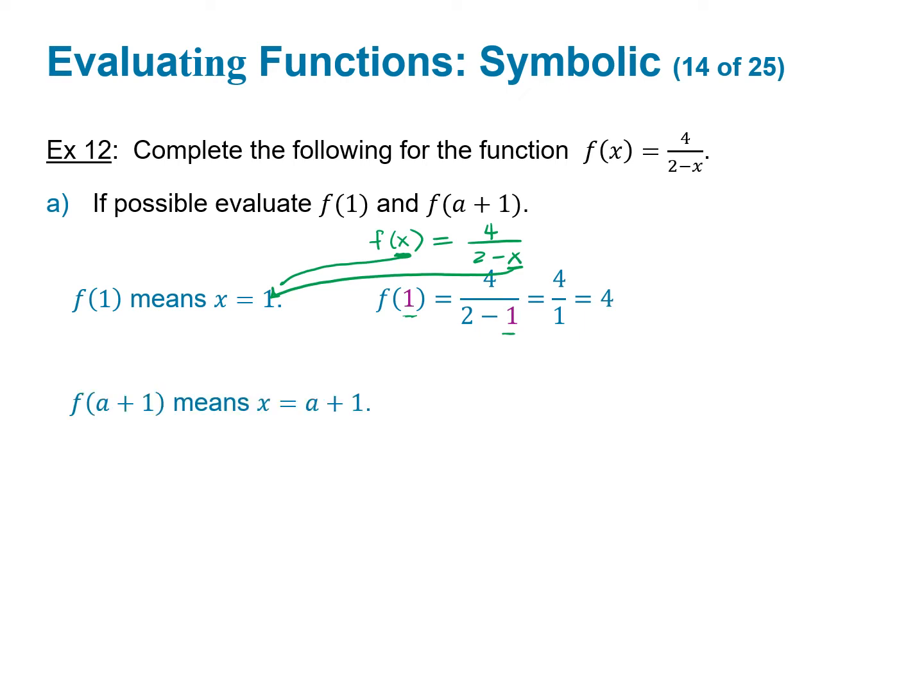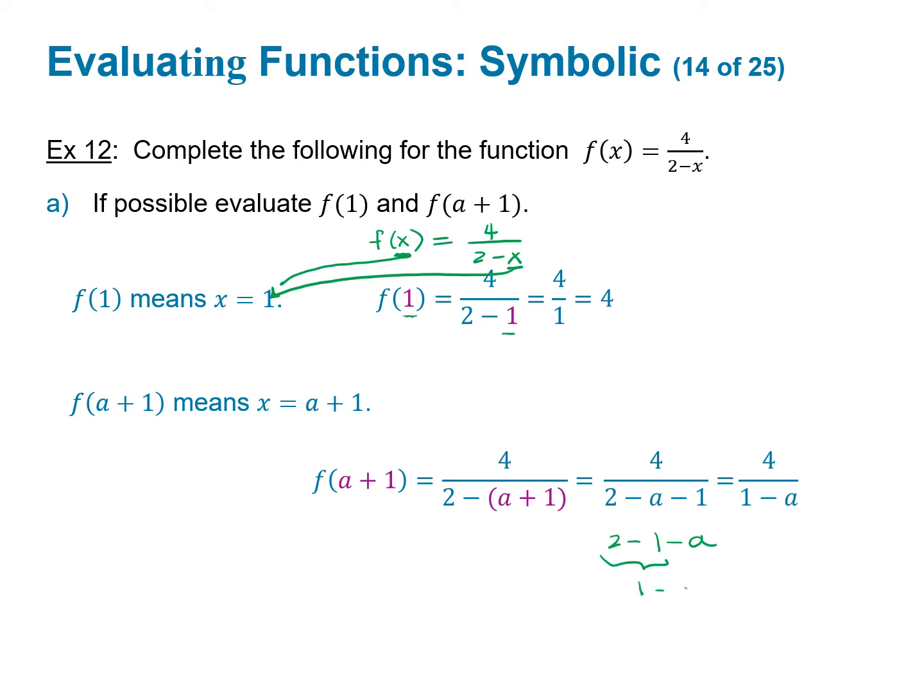If f of a plus 1, that means that a plus 1 is going to be substituted in for all of our x's. That means inside of this function, we're going to put a plus 1 where x was. And then we see this whole sentence, 4 divided by 2 minus a minus 1. So we can already do the 2 minus 1 piece, and that leaves us with 1 minus a. That's called the commutative property, so you can move numbers around. And 2 minus 1 is just 1, so we end up with 1 minus a.